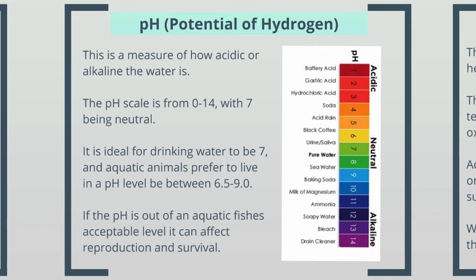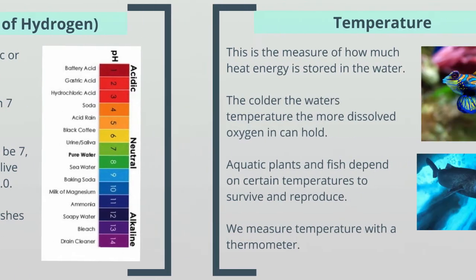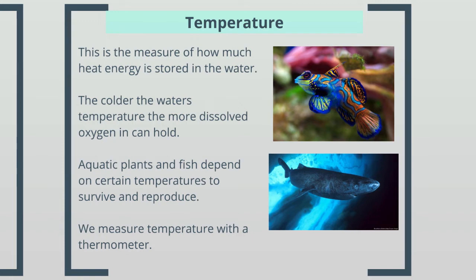When the pH is out of the range that aquatic fish find acceptable, it actually affects how they can reproduce and survive. And if it's way too acidic, they start to take in all that pollution through their skin. You don't want that to happen, because then you're going to eat those fish, and now you're eating fish that is polluted. So it's really important that we also test the pH levels of our water, so we know that they're at a good level. The next abiotic factor we can test for is temperature.